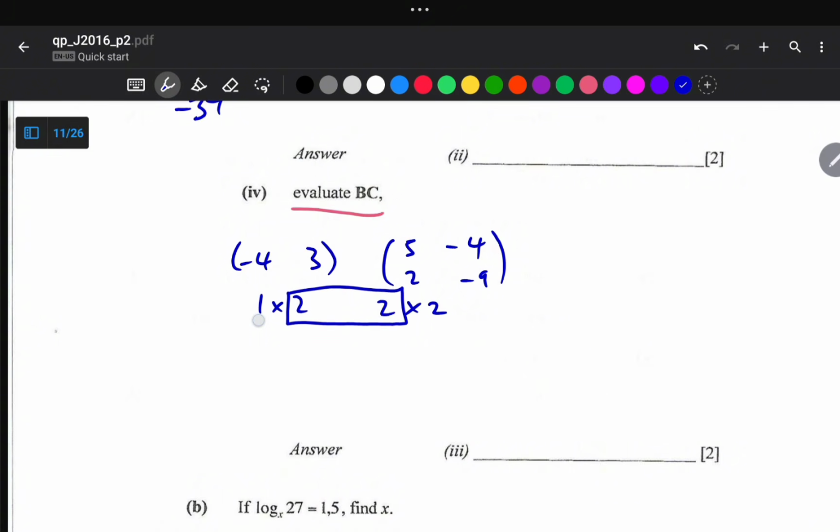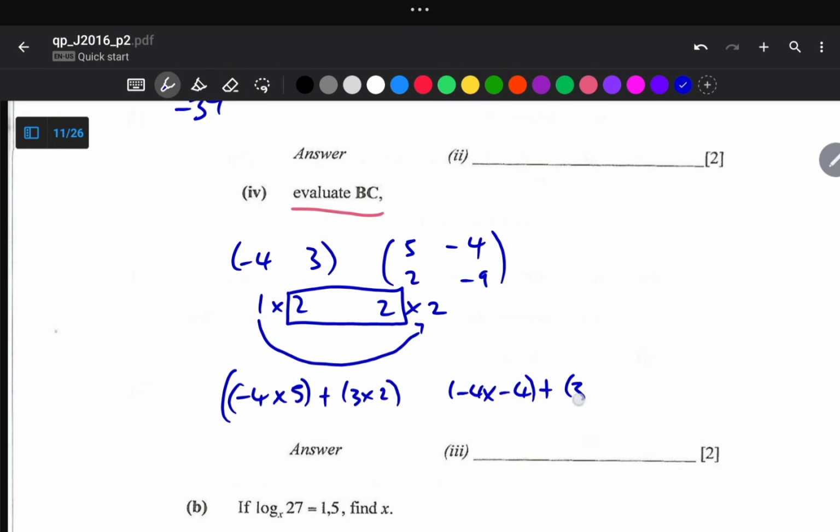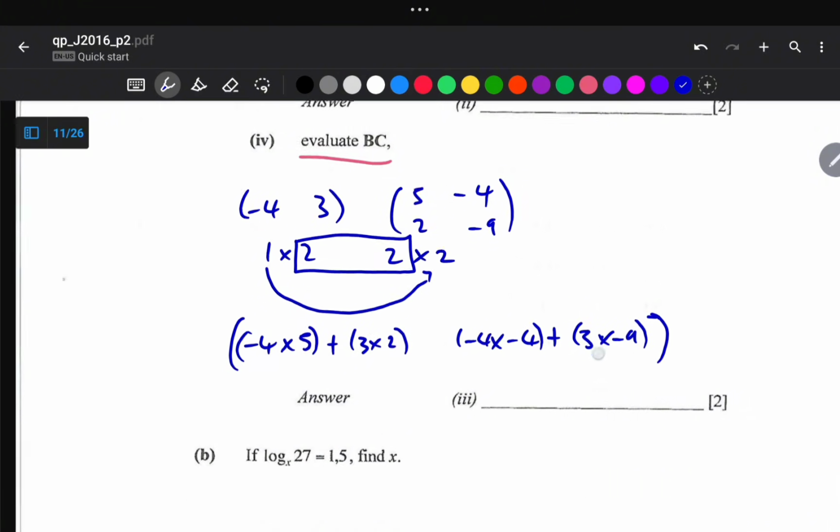Okay, so we can now say our final matrix is 1 by 2, from these two values 1 and 2. So we can now say it is -4 multiplied by 5, plus 3 multiplied by 2, and -4 multiplied by -4, plus 3 multiplied by negative 9. Okay, so this is our matrix.